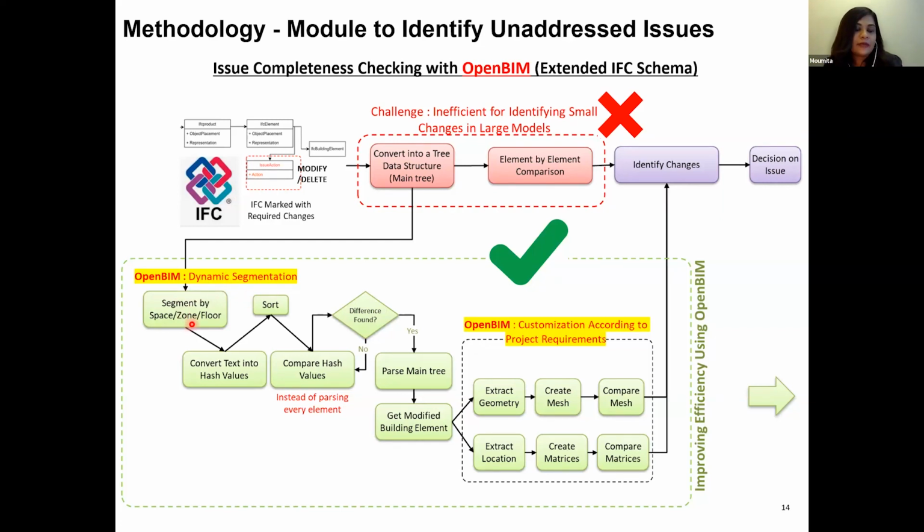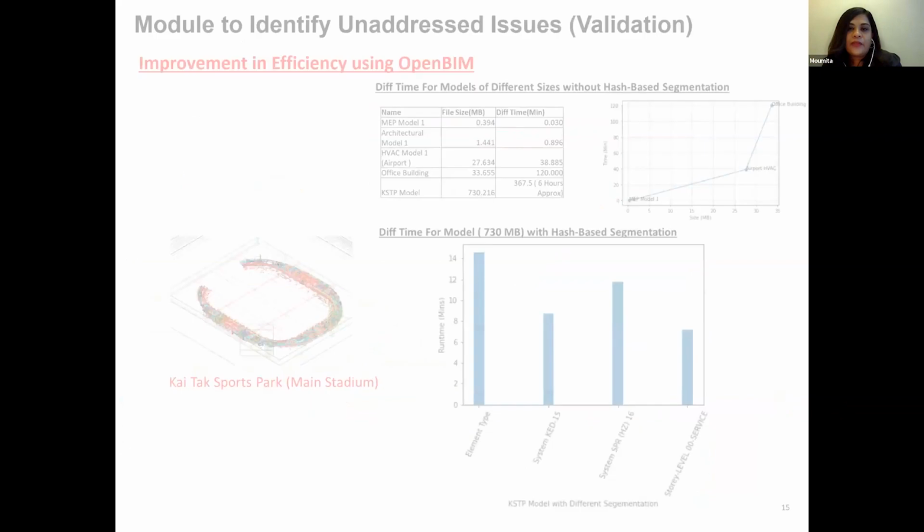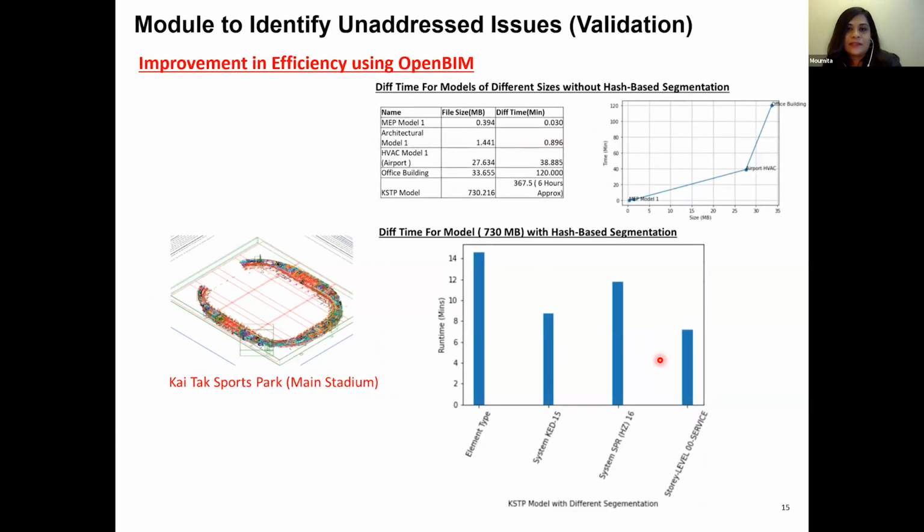We were segmenting the BIM model based on space, zone, or floor. Initially, the first step was to convert these different parts into hashes, and we compared the hashes first. If we found any differences between the hashes of the two models, then we went ahead and checked whether there was any geometrical change, property-related change, or location-related change. That's how it was done. And this approach did give us significant improvements. We reduced the time from 6 to 7 hours to about 14 minutes because of the segmentation-based approach.